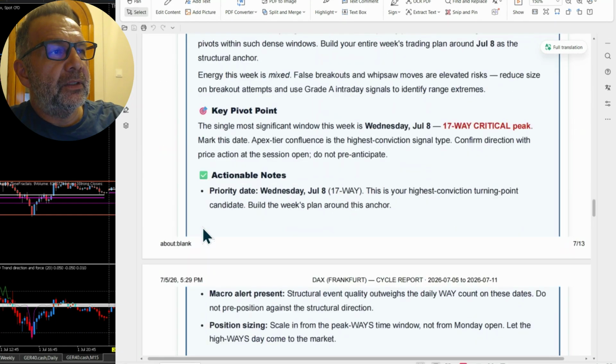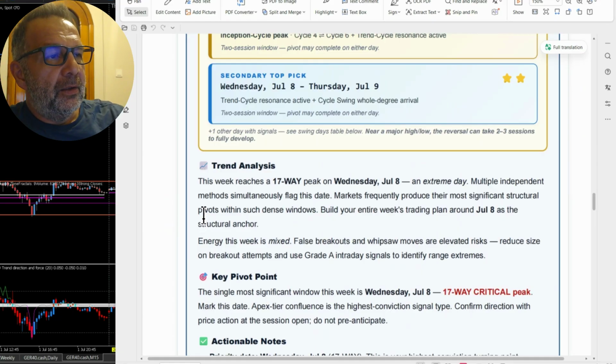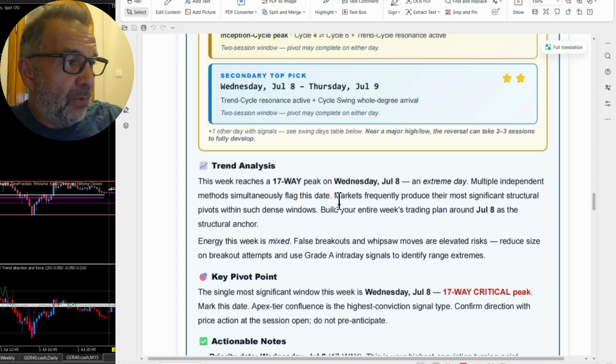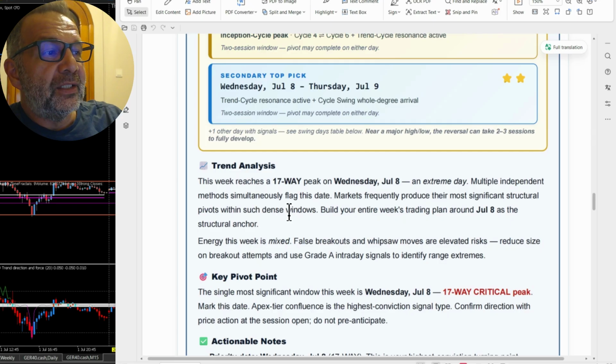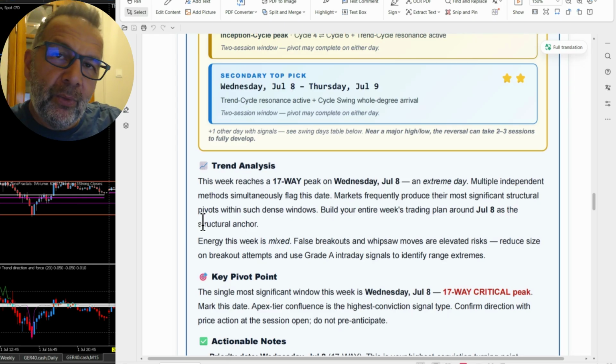Okay, so trend analysis. This week reaches a 17-way peak on Wednesday, an extreme day. Multiple independent methods simultaneously flag the state. Markets frequently produce their most significant structural pivots within such dense windows. Build your entire week's trading plan around July 8 as the structural anchor.